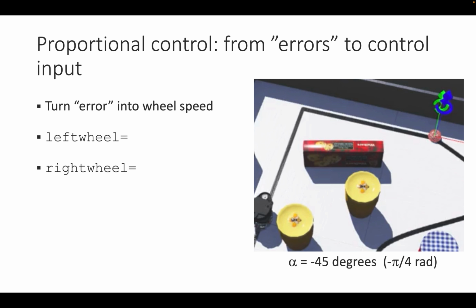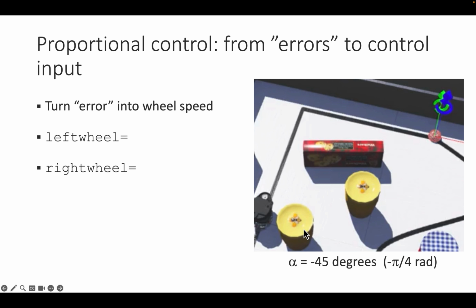Now, how do we actually implement the control? What we will do here is follow our intuition to turn the error into wheel speed. And for this, I'd like you to look at this scenario here, where I have an alpha of minus 45 degrees. The robot has to make a slight right turn. This is minus 0.78 approximately. And now the question is, how do we set our wheel speeds to accomplish this? In this case, I suggest to use the value of alpha directly.